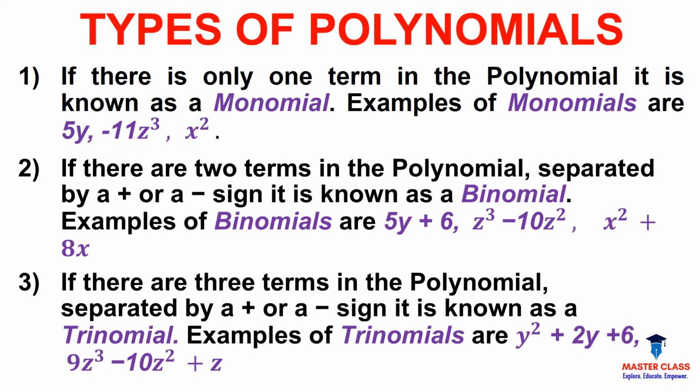If there are two terms in the polynomial separated by a plus or a minus sign, it is known as a binomial. Examples of binomials are 5y plus 6, z cube minus 10z square, or x square plus 8x. If there are three terms in the polynomial separated by a plus or a minus sign, it is known as a trinomial. Examples of trinomials are y squared plus 2y plus 6, 9z cube minus 10z square plus z.